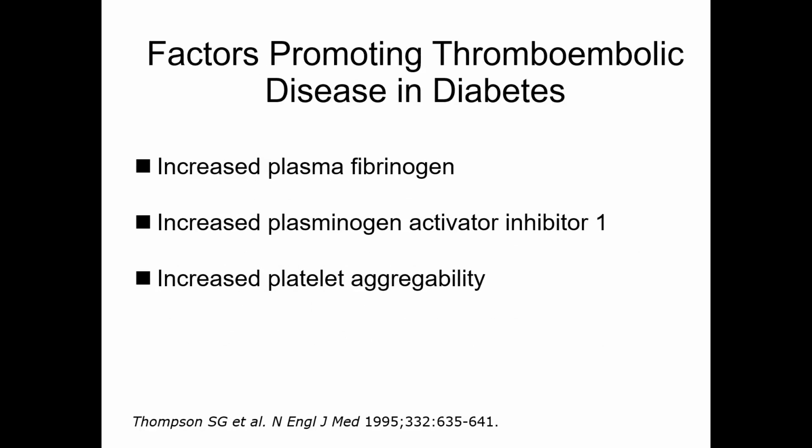Factors promoting thromboembolic disease. A thrombus is a clot that's in a blood vessel. An embolus is a moving clot, so that's when the clot dislodges from a stationary position and starts to migrate through the blood vessels. When it becomes an embolism and is migrating through tissues, that's when you have the risk of it getting lodged in the lung, causing a pulmonary embolism, or getting lodged in the brain, causing a stroke. Increased plasma fibrinogen, increased plasminogen activator inhibitor 1, and increased platelet aggregability all cause thromboembolic disease.